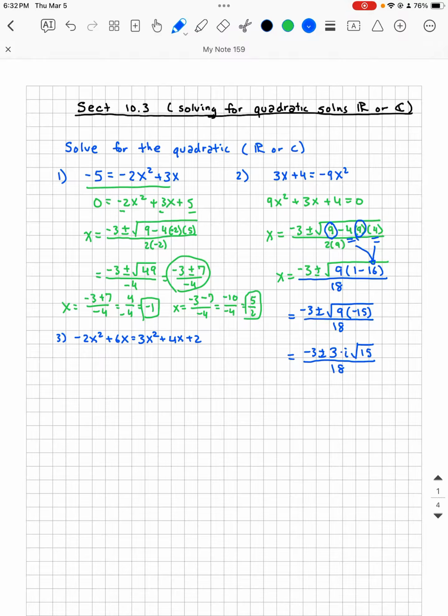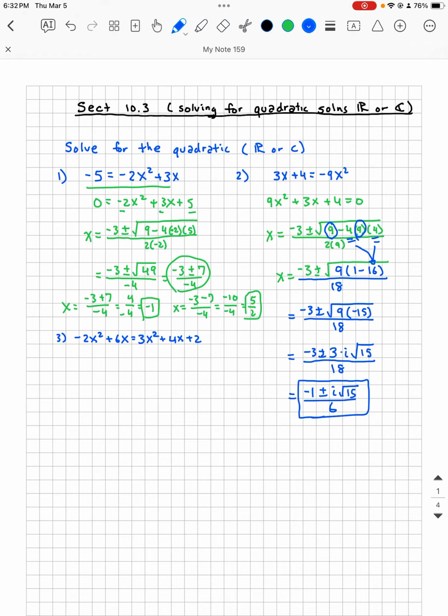All divided by 18. And finally, because every single term is divisible by 3, we're going to go ahead and do so. So our final answer is -1 plus or minus i multiplied by the square root of 15, and then all divided by 6. And unfortunately, we can't go any further, so we'll leave the answer as such.